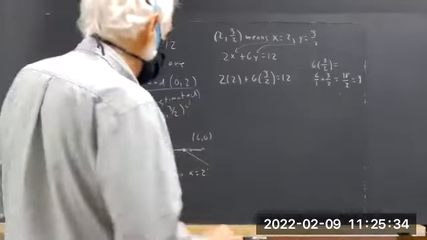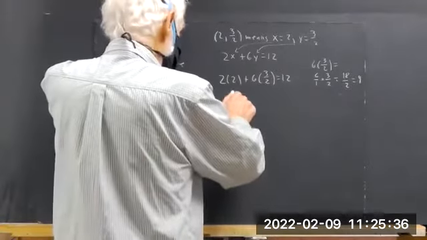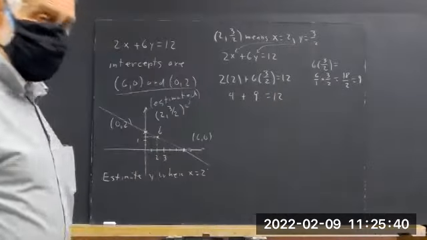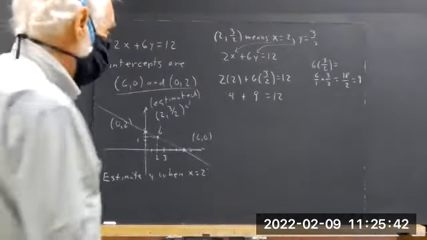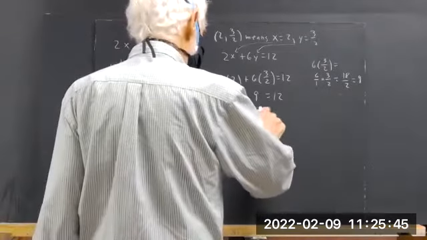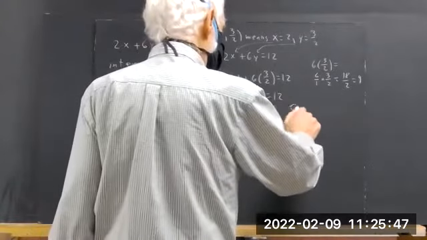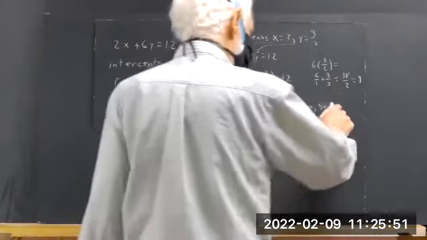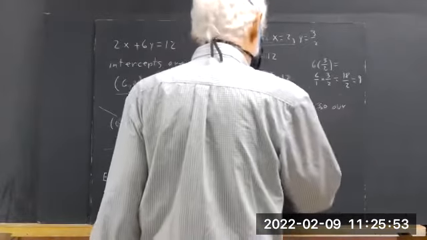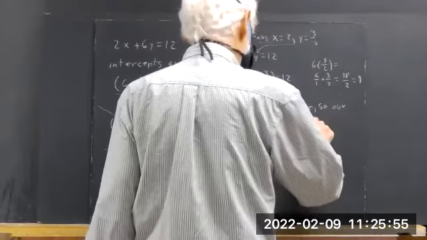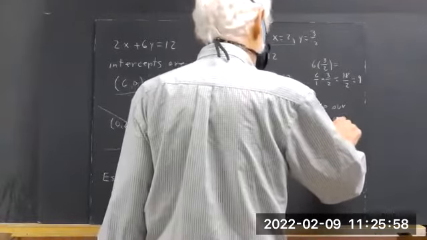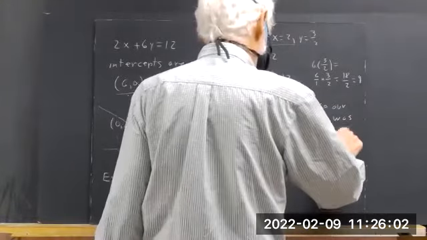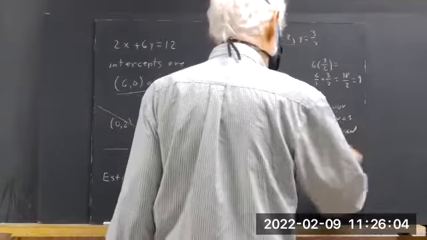Okay. So anyhow, 2 times 2 is 4. This is 9. And you get 12, right? So you get 13 equals 12. This is close. So a fair estimate is pretty good.